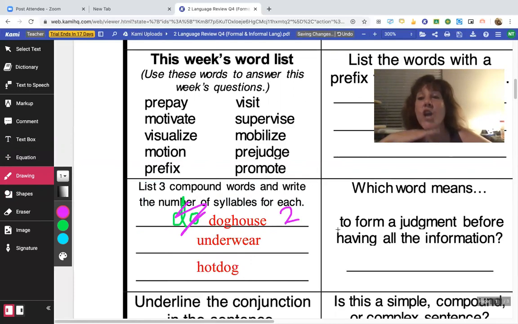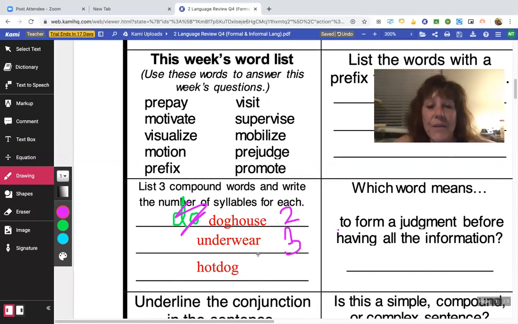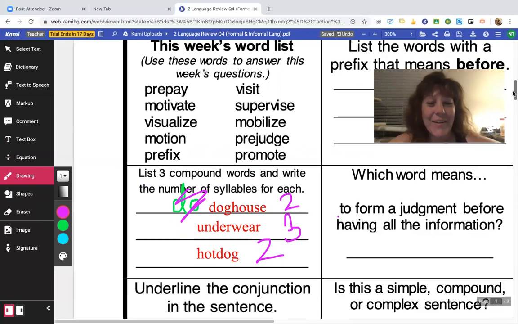Underwear, underwear, right? 3. That's really an ugly 3 though. And the last one, hot dog, hot dog. So that one has 2. All right, next one.